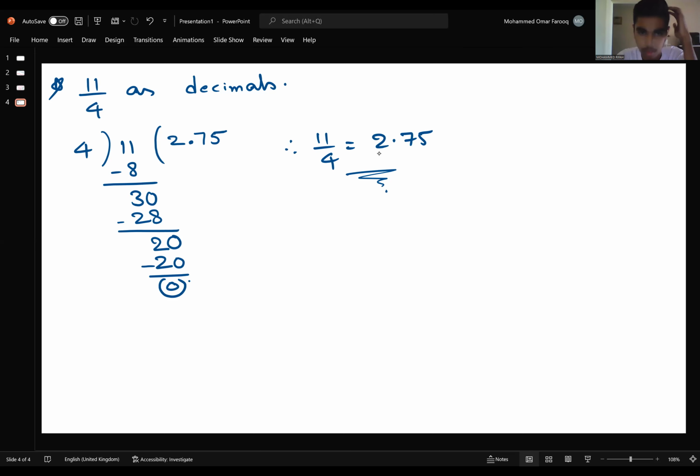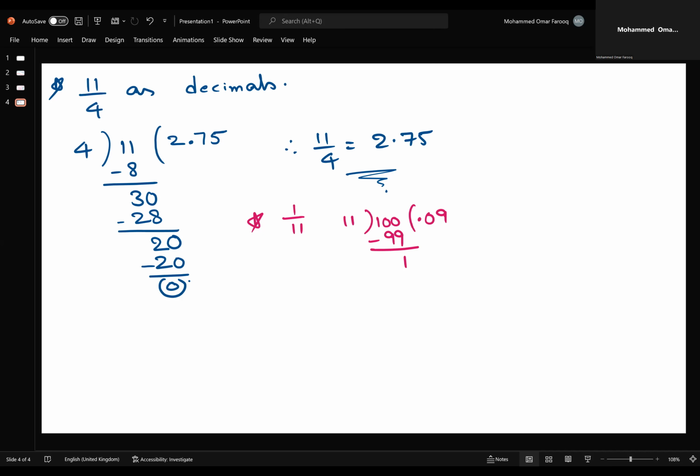Another number that can be asked is 1 by 11. So you divide 1 by 11. 1 is a smaller number, so keep a decimal point. It becomes 10. Will it divide? 10 is even smaller, so keep one more zero. It's 100. 11 nines are 99. So 1 is the remainder.